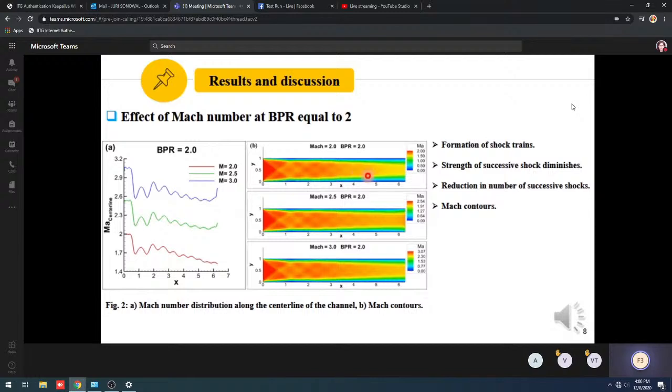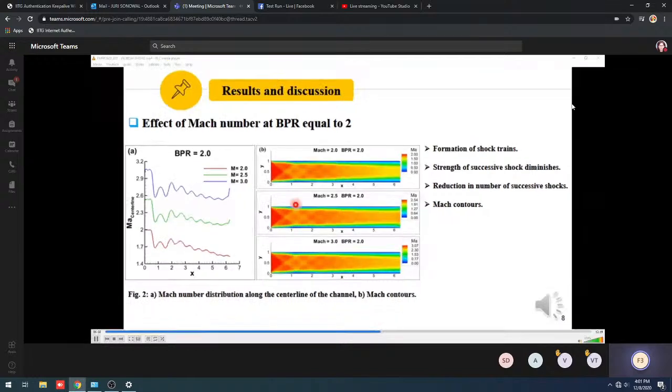These multiple shocks are characterized by a series of oscillations as shown in figure A. From figure A, we can see that the formation of shock trains is present for all the Mach numbers, that is 2, 2.5 and 3, and the strength of the successive shocks reduces as we move from Mach 2 to 3. The number of successive shocks also reduces as we move from Mach 2 to 3, due to the presence of dominant streamwise velocity at higher Mach numbers, which assists in negating the effect of back pressure present at the exit of the channel.